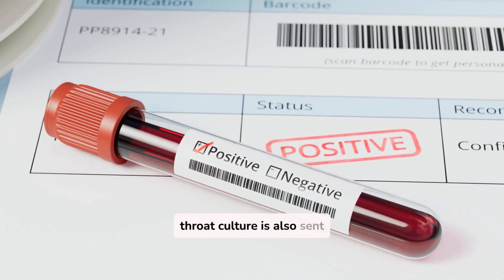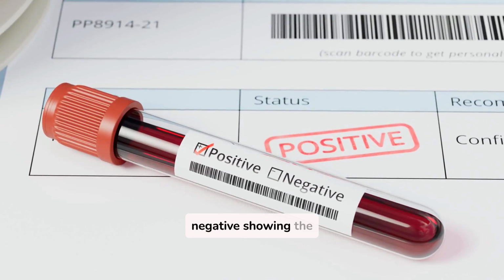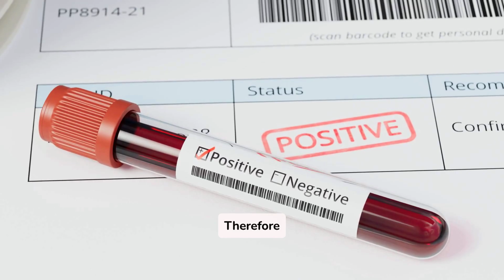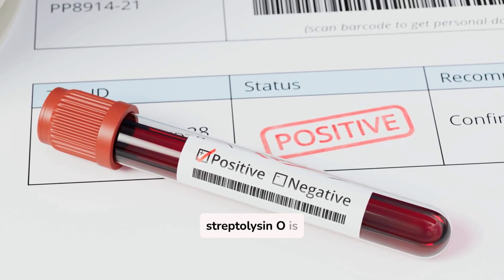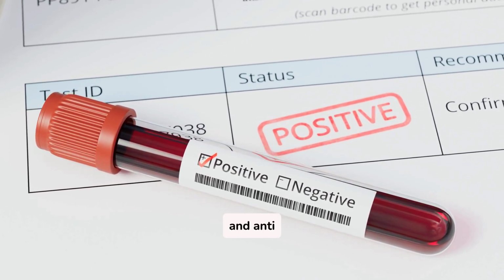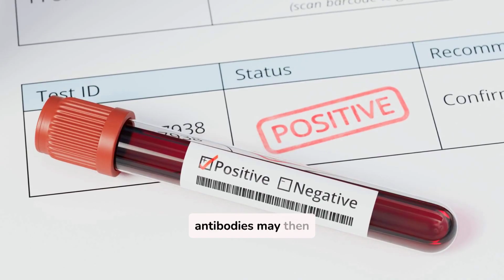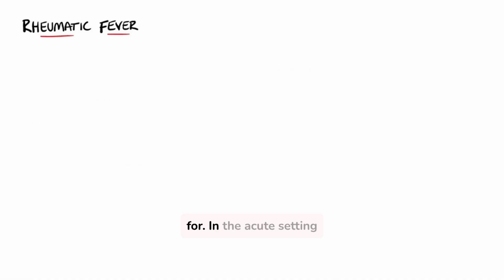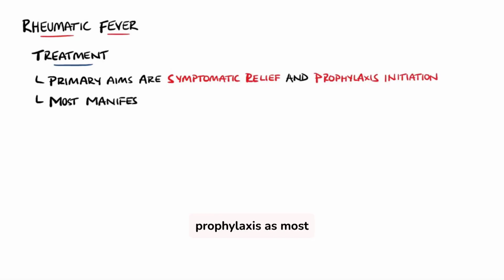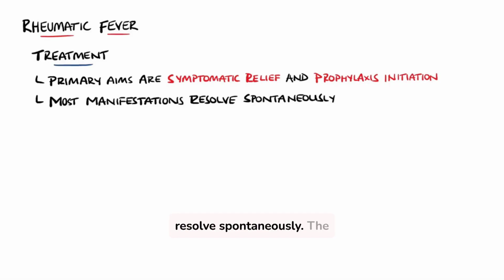A throat culture is also sent, but this is often negative, showing the post-infectious nature of this condition. Therefore, anti-streptolysin O, where streptolysin O is a substance produced by Group A streptococci, and anti-deoxyribonuclease B antibodies may then be looked for. In the acute setting, the overall aim of treatment is to provide symptomatic relief and to begin appropriate secondary prophylaxis, as most manifestations will resolve spontaneously. The main outlier is carditis.